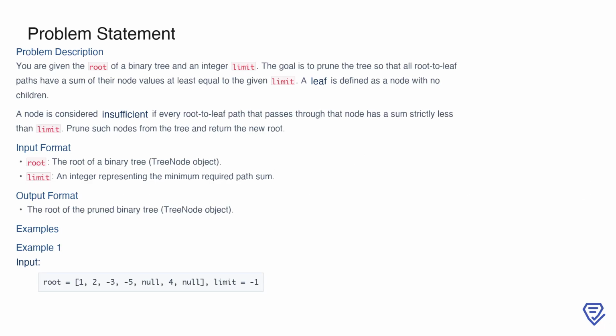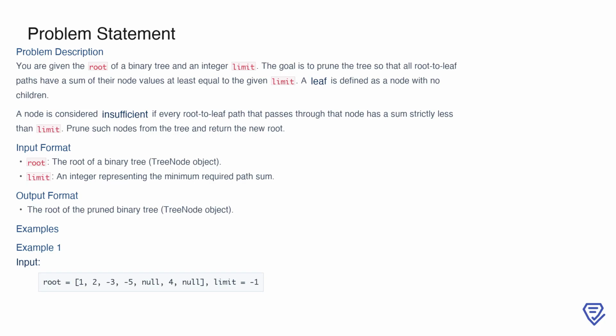In this problem, you are tasked with pruning nodes from a binary tree based on a given condition. Specifically, you are provided the root of a binary tree and an integer called the limit. The goal is to ensure that every root-to-leaf path in the tree has a sum of its node values that is at least equal to the limit. Any node that does not satisfy this condition, meaning all paths through that node have a sum less than the limit, is considered insufficient and should be removed.